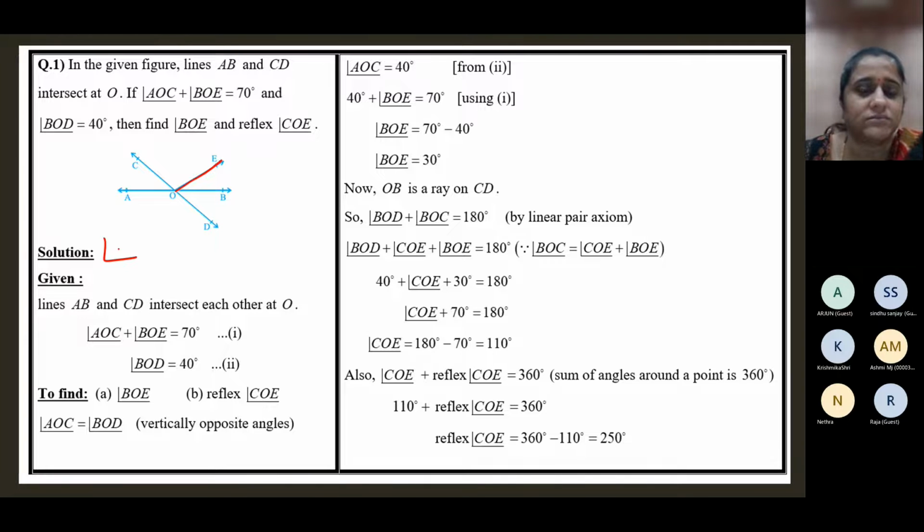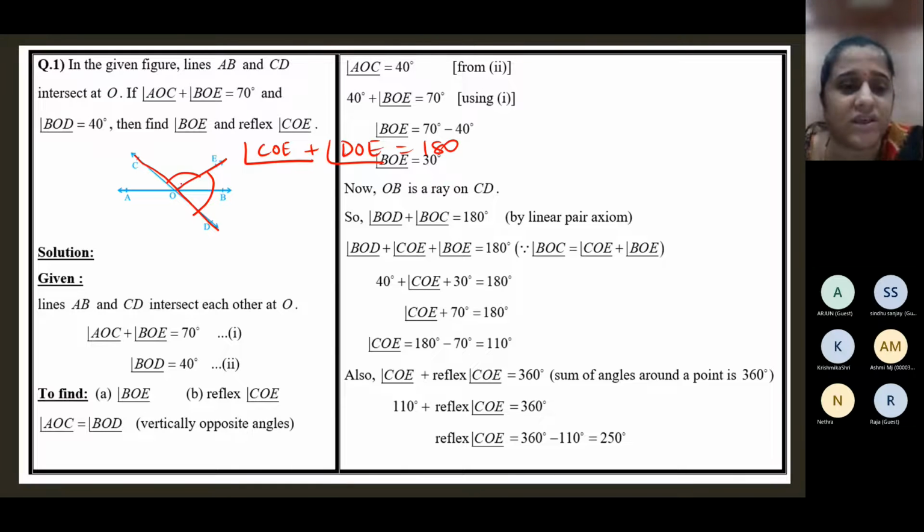Angle on CD. If you take OE as the ray, what will you write? This is the ray. This is the line. So the two angles are this one and this one. These are the two angles. So you should write angle COE plus angle DOE is equal to 180, linear pair.